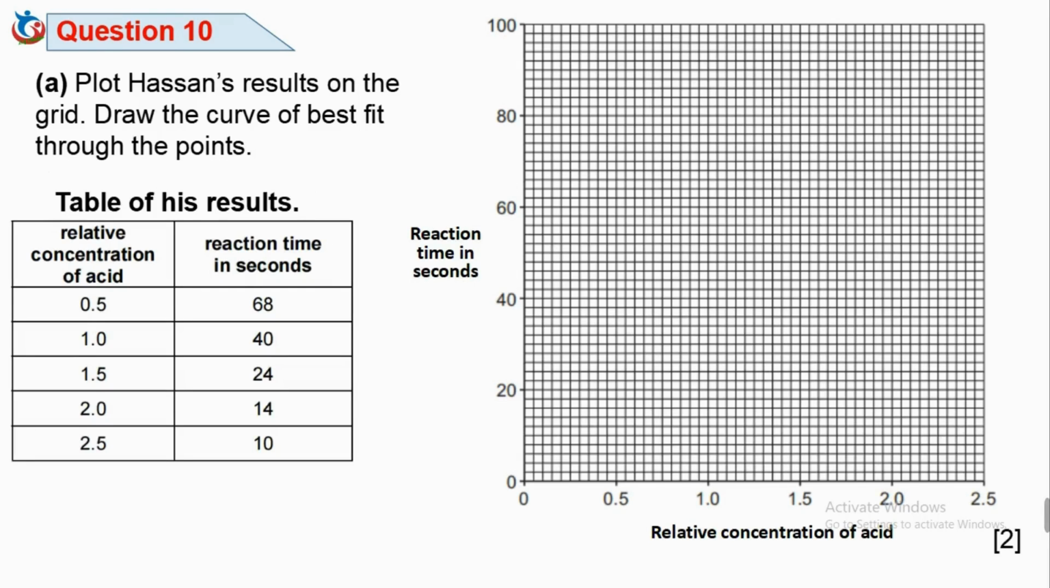You will be provided with a page with grid lines to answer questions like this. Now use the table of results to plot the graph. Mark points of concentration against the corresponding reaction time. 0.5 against 68, 1 against 40, 1.5 against 24, 2.0 against 14, and finally 2.5 against 10. The next thing is to draw a curve of best fit, not straight line. So you should have something similar to mine. Note, always use a well-sharpened pencil when plotting and drawing.